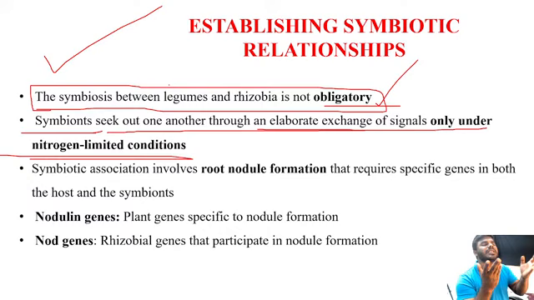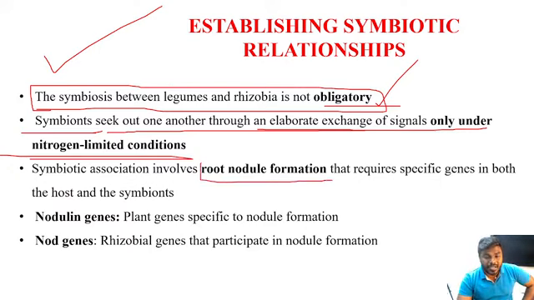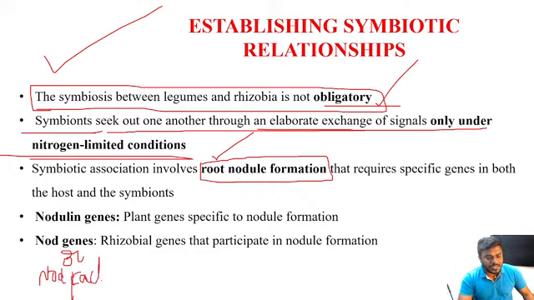Now you can ask me, sir, what is the ultimate goal of the symbiotic relationship? Why does the symbiotic relationship have to occur? The ultimate goal of the symbiotic association is, my friends, root nodule formation. Very simple, right? That is the ultimate goal. Now from here, try to understand every point. In this particular root nodule formation, friends, many genes are involved. Among many genes, there are two important genes. One we call nodulin genes, another one we call nod genes. My friends, nod genes, we will also be calling them nod factors.